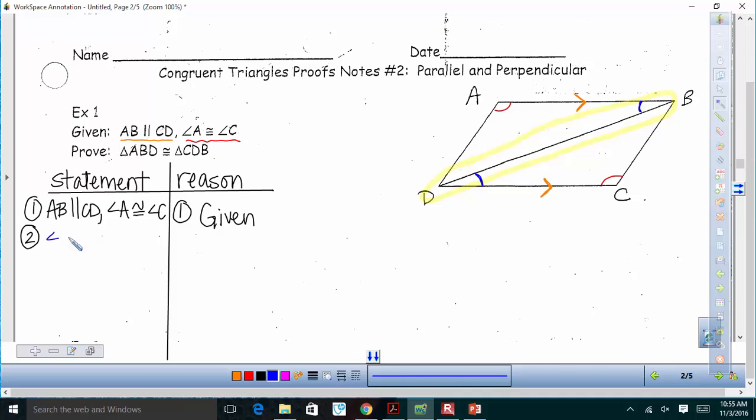So I'm going to put angle ABD is congruent to angle CBD. And what's the reasoning behind that? Anybody know? It would be alternate interior angles theorem.